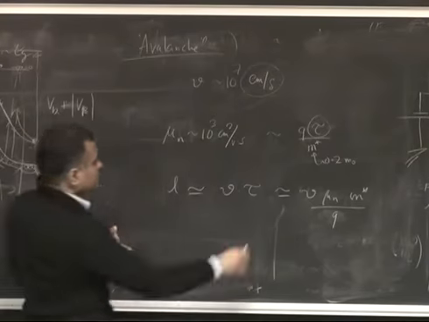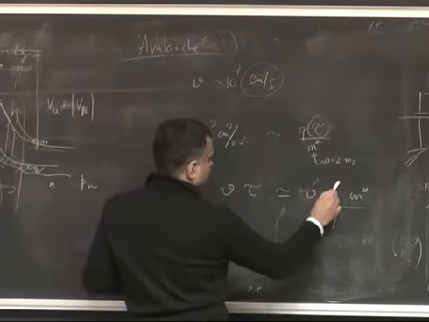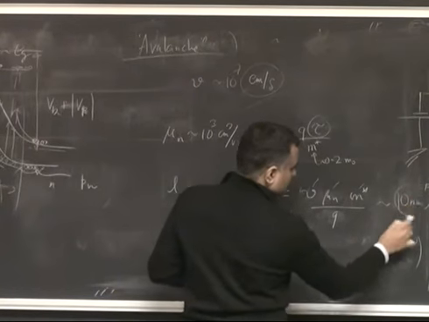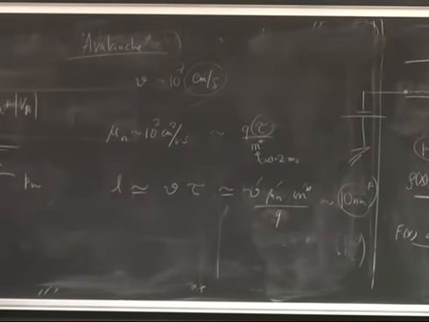You can plug in the numbers: 10 to the power 7 centimeters per second, 1000 mobility, 0.2 effective mass. You're going to get about 10 nanometers, order of magnitude for silicon. It depends on the material, but that's the order of magnitude.